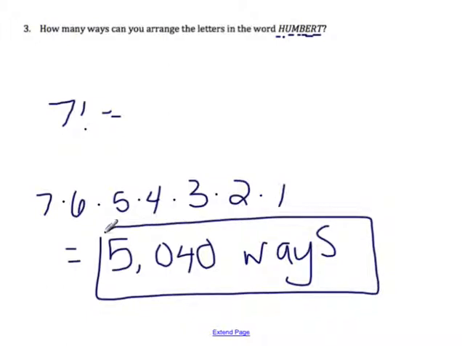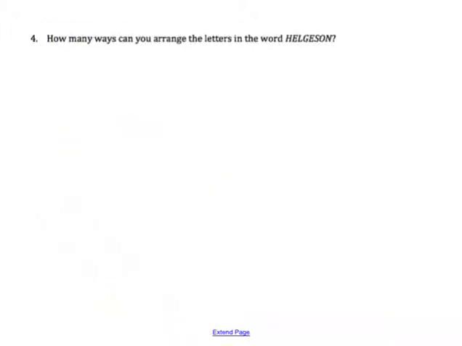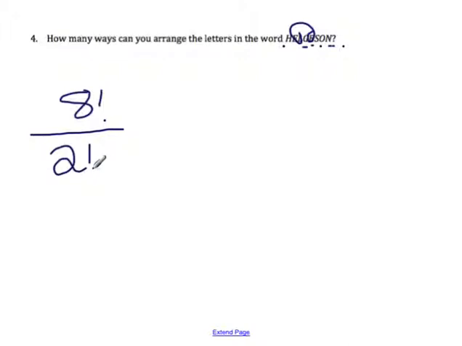Okay, now let's take a look at number 4. Now we want to figure out how many different ways we can arrange the letters in the word Helgeson. First thing we check, how many letters do I have? I have 1, 2, 3, 4, 5, 6, 7, 8. So there's 8 letters, so I have 8 factorial on top. And then I want to divide by anything that's repeating. I notice in Helgeson, there's 2 E's. So to account for the fact that there's 2 E's, I'm going to divide by 2 factorial.